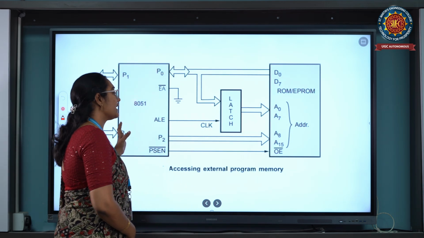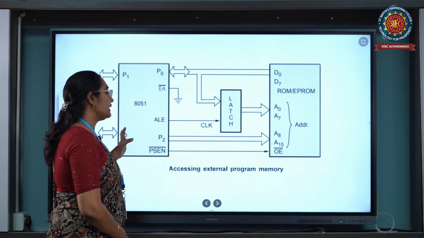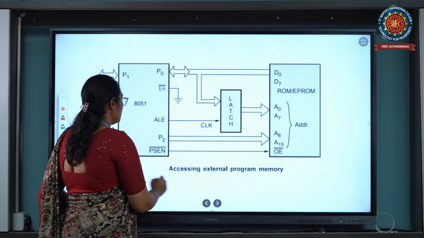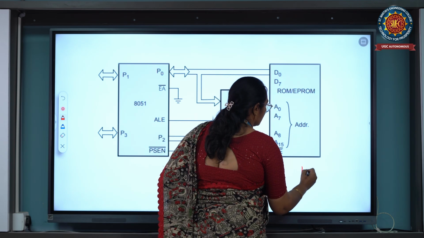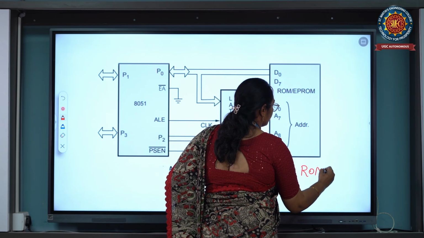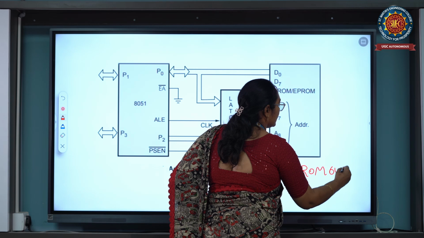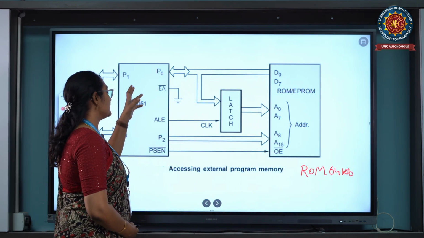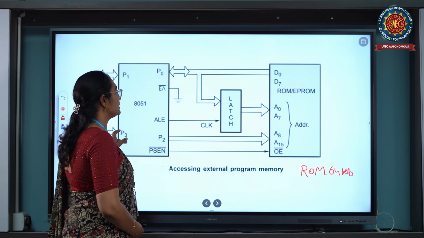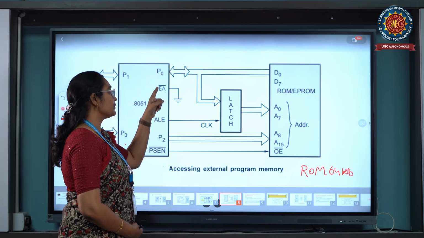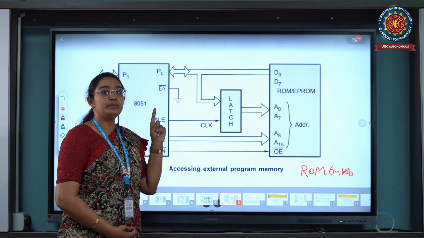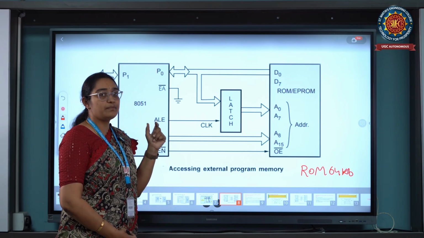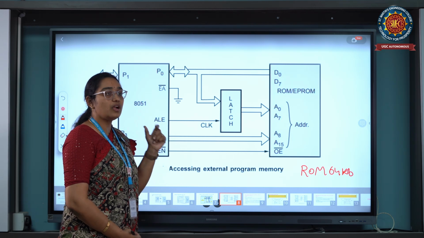This is the general diagram for external memory interfacing for program memory, that means ROM of size 64 kilobytes. Here we are using port 0, port 2, port 1 and port 3 pins. Port 0 is used for input output port interfacing, and also as an address bus, data bus, and control signals.